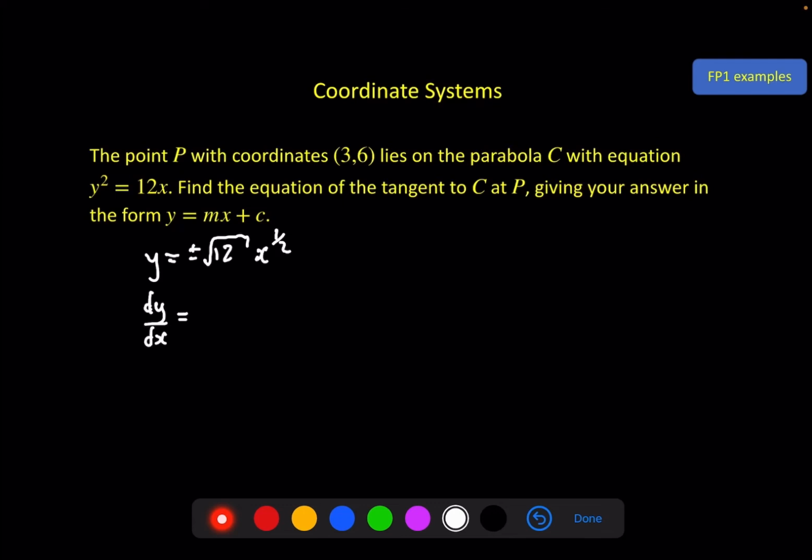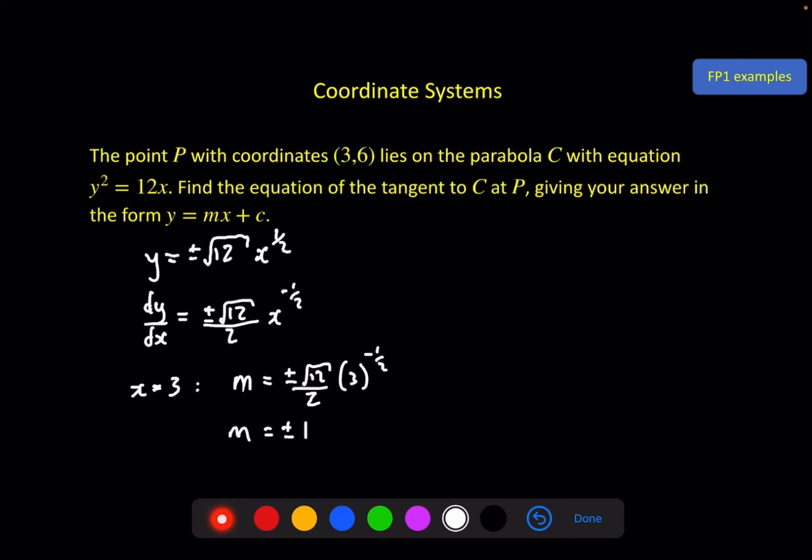Differentiating gives us plus minus root 12 over 2 x to the minus a half, and then we've got x is equal to 3, and that gives us the gradient of plus minus root 12 over 2, 3 to the minus a half. And in this case, the 2 here, if you make that a 4 and put it in the square root, that cancels to give us a 3 inside, and then this is a square root 3 on the bottom, so they cancel, and we end up with a 1.